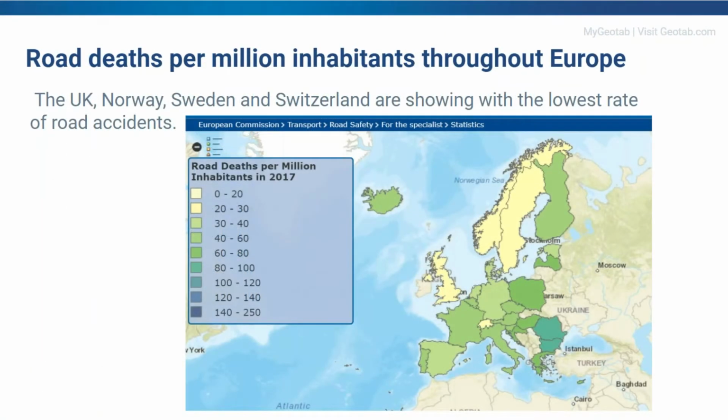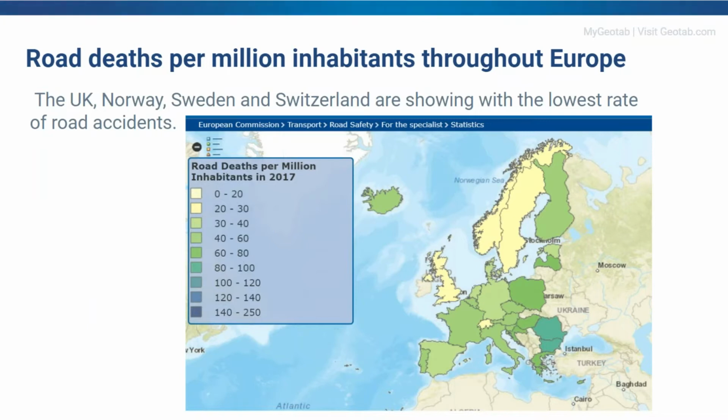Okay, here we've got a map of Europe, and this is the European map of road deaths per million inhabitants. These statistics are from the European Commission website, so they're available. I've got the link in this presentation. But it is from 2017. It's the Mobility and Transport Road Safety Atlas, road deaths per million inhabitants from 2017.